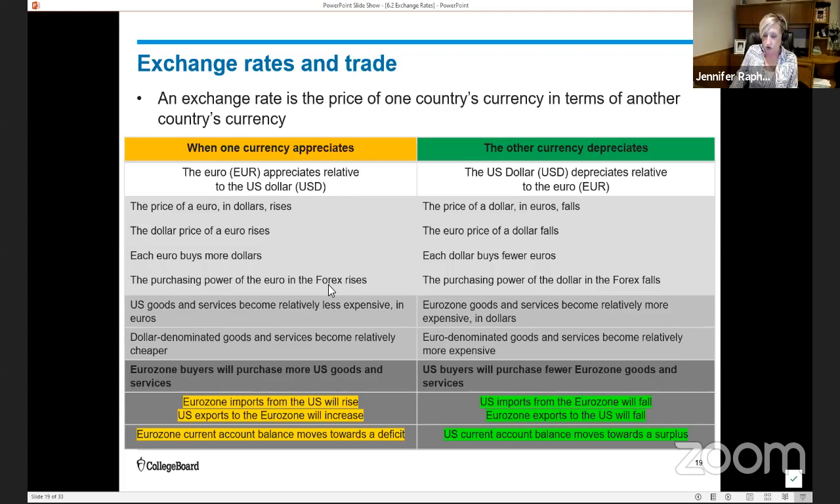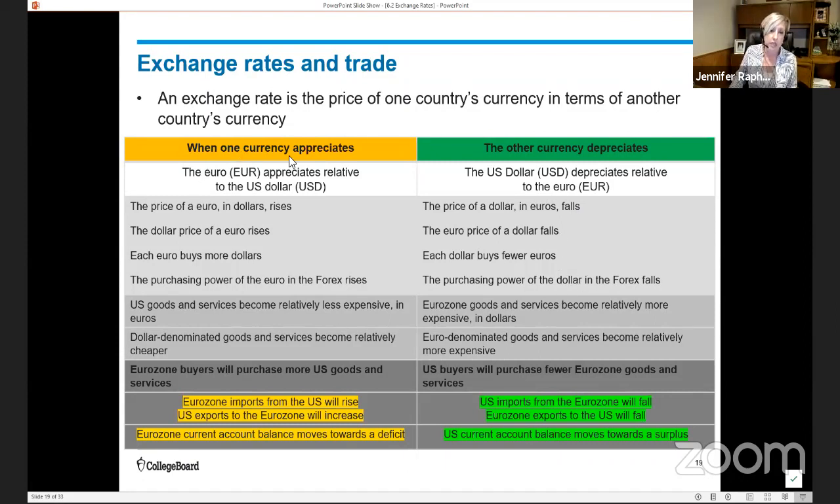Mr. Romano is going to introduce you to Forex markets tomorrow. So while this is all true when the euro appreciates, these things are all true as the dollar depreciates. The price of a dollar in euros falls, or the euro price of a dollar falls. Each dollar buys fewer euros. The purchasing power of the dollar in the foreign exchange market falls. All right, these again all say the same thing. They all express a depreciation of the dollar relative to the euro.